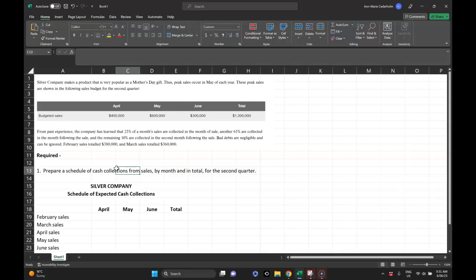From past experience, the company has learned that 25% of a month's sales are collected in the month of sale. Another 65% are collected in the month following the sale, and then the remaining 10% are collected in the second month following the sale. Bad debts are negligible and can be ignored. February sales totaled $380,000 and March sales totaled $360,000. So we're going to look at this by month and in total for the second quarter.